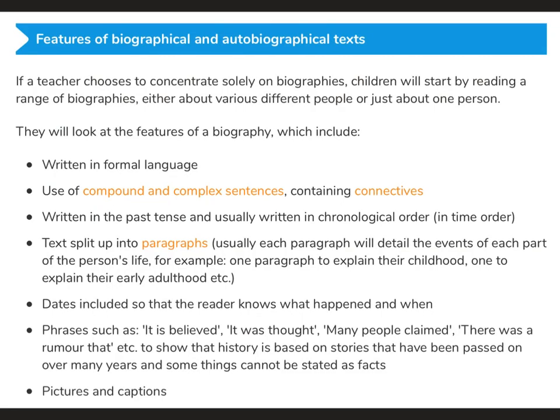Here are some of the features of a biographical text. It is written in a formal language. It will use a variety of sentences and conjunctions. It is written mainly in the present tense and is written in chronological order. Text is split up into paragraphs. Dates are included so that the reader knows what is happening and when. It can also include pictures and captions.